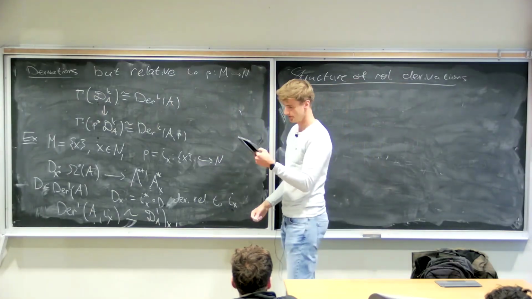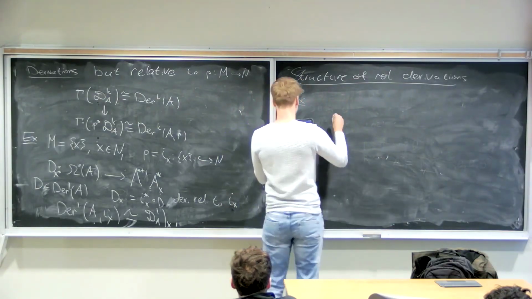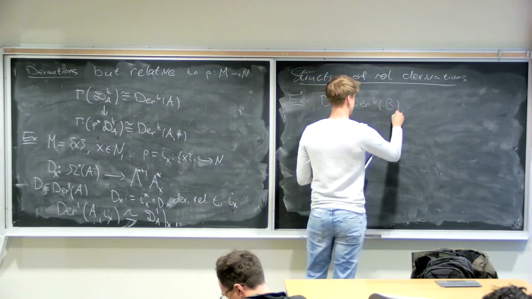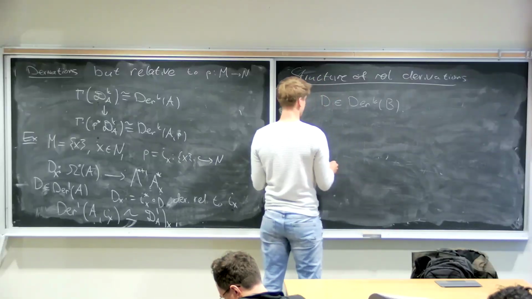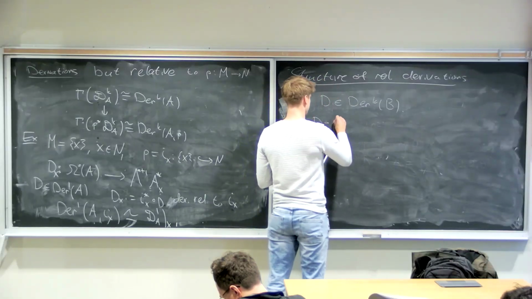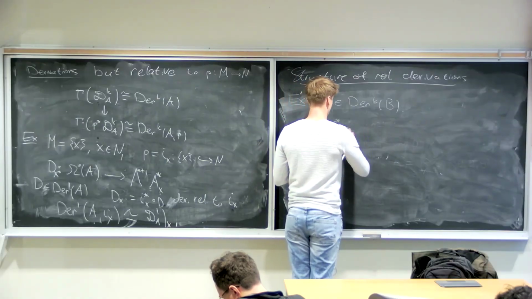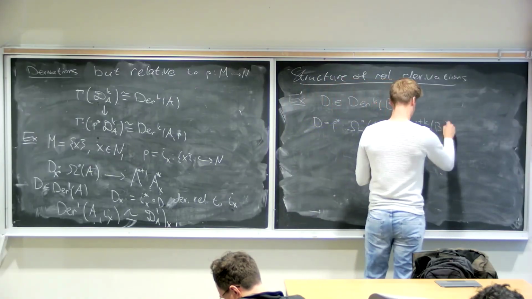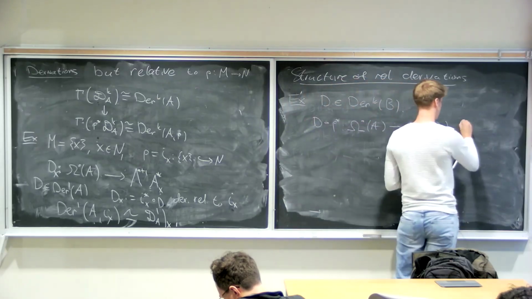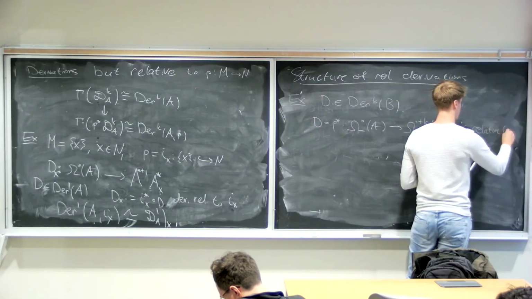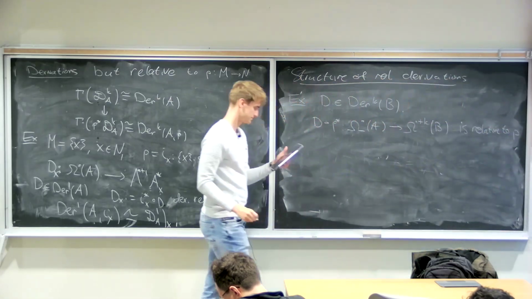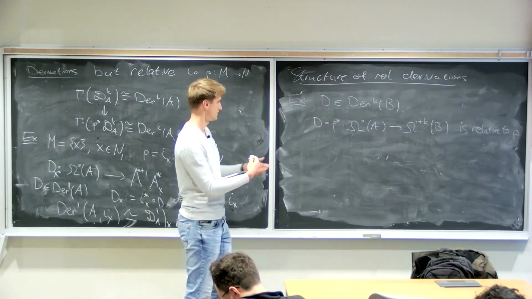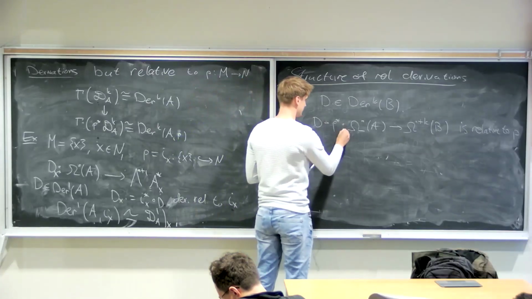Another way to produce relative derivations is from ordinary derivations. So if we take a derivation on the total space, we can restrict it to forms on A. And this is relative to P, the derivation relative to P. So yeah, the circle P star is an element of there, exactly, yeah.